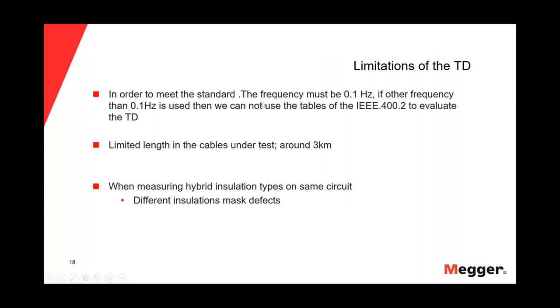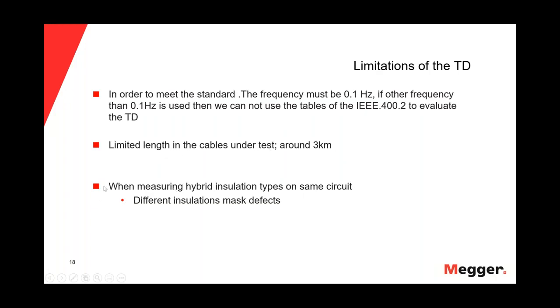Limitations of tan delta. In order to meet the standard, the frequency, as my colleague mentioned before, must be 0.1 hertz. 0.1 hertz for tan delta. If other frequencies are used other than 0.1 hertz, we cannot use the tables of the IEEE 400.2 to evaluate the tan delta. Another limitation is the limited length of the cables under test, around 3 kilometers.